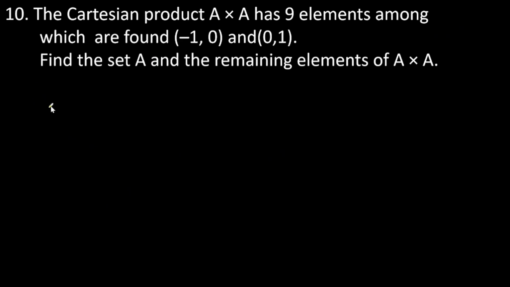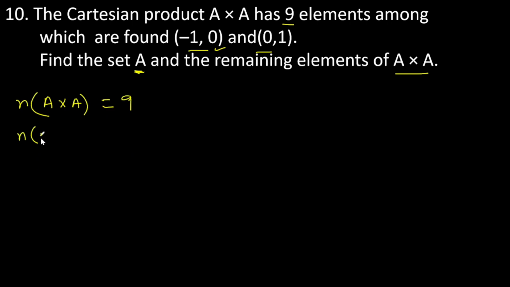Next, question number 10. The Cartesian product A cross A has 9 elements, among which these two elements are given. Find the set A and the remaining elements of A cross A. So if we find set A, we can easily find A cross A and then the remaining elements of A cross A. Since n(A cross A) is given as 9.